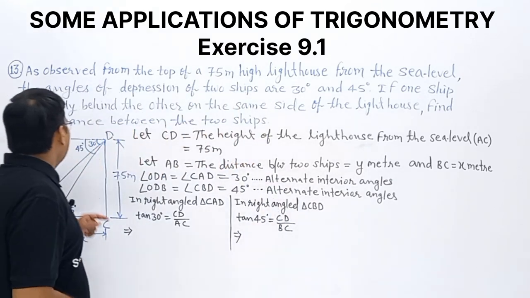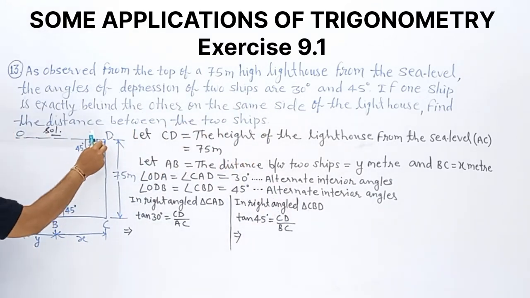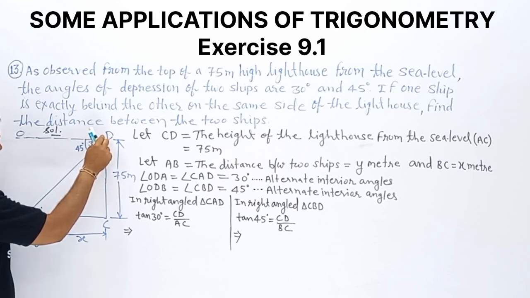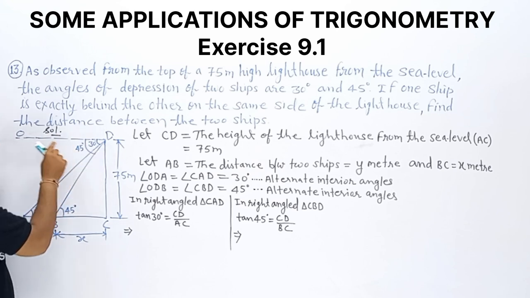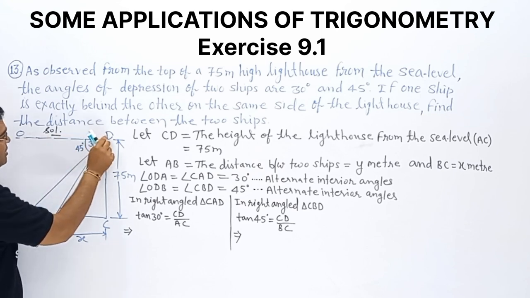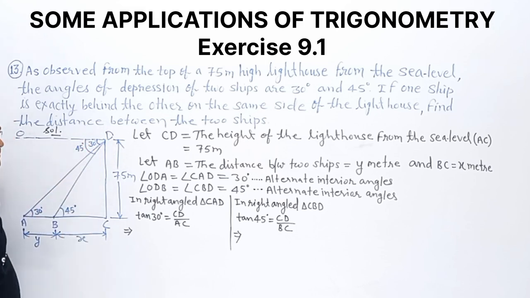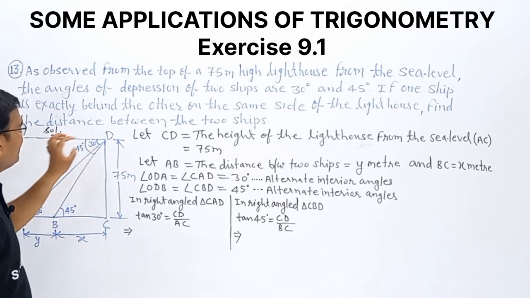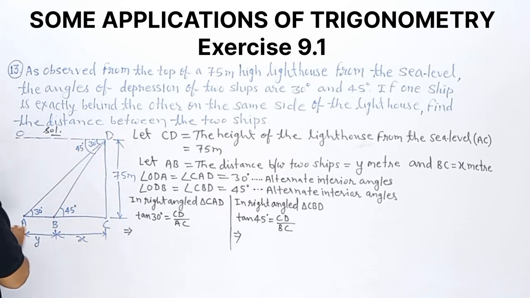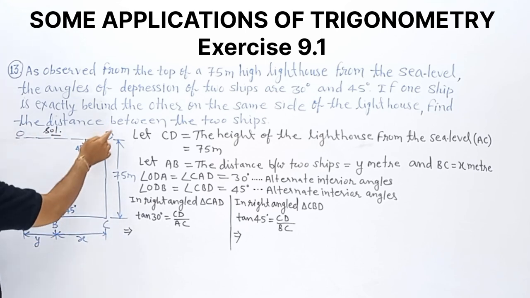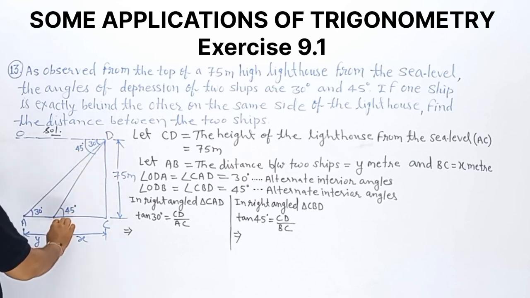Easy question. Observe, this is the horizontal line, and from the top of the lighthouse, we have a line of sight making an angle of 30 degrees. So this is the angle of depression. This is the horizontal line, and another line of sight makes an angle of 45 degrees. So this is also an angle of depression. So we have two angles of depression. This OD line is the horizontal line, and the sea level is also horizontal. So there are two straight lines and two transversals, AD and BD.